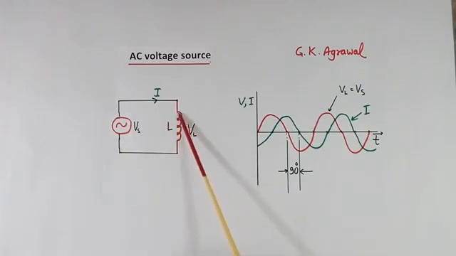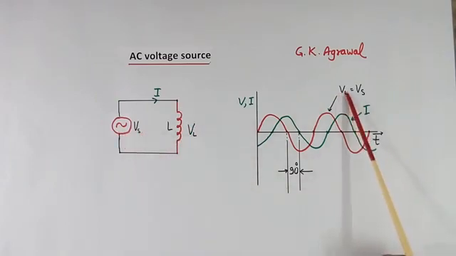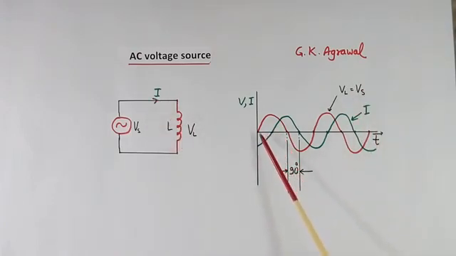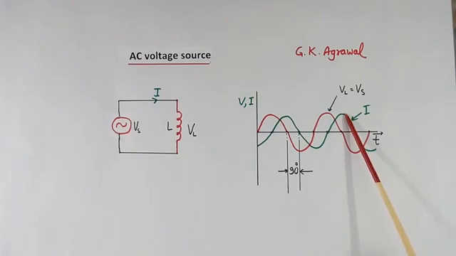Here I have connected the inductor across an AC source. The voltage across the inductor is equal to the source voltage, VL is equal to Vs. Now current will flow. Here I have plotted voltage and current wave shape with respect to time. Red color is voltage and green color is current. In an inductor, when we apply AC, current is always lagging with respect to voltage by 90 degrees, or voltage is leading with respect to current by 90 degrees.